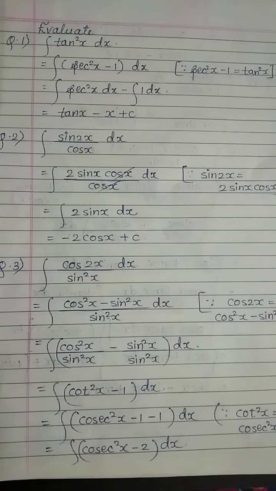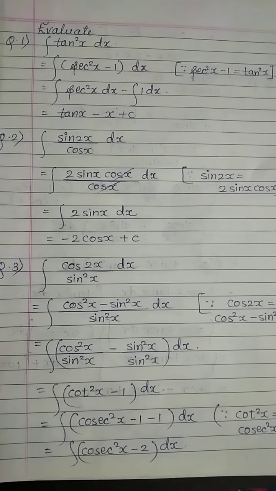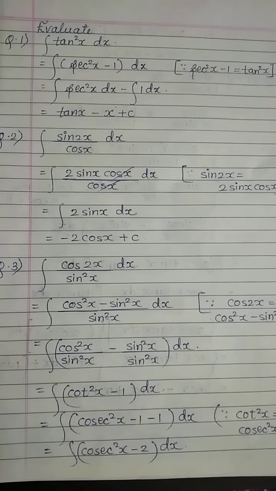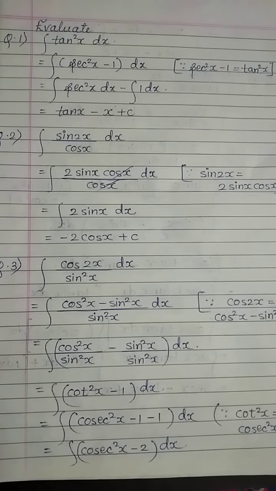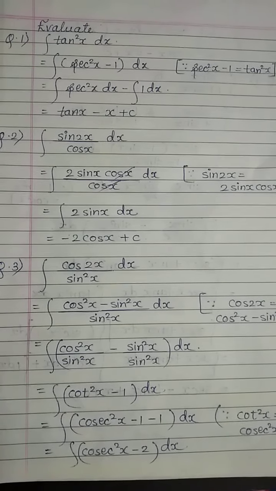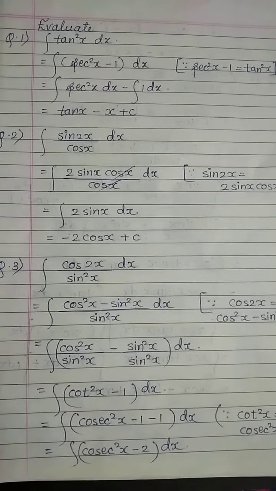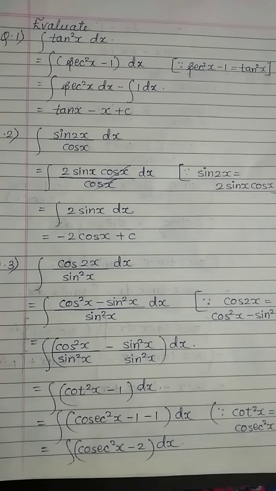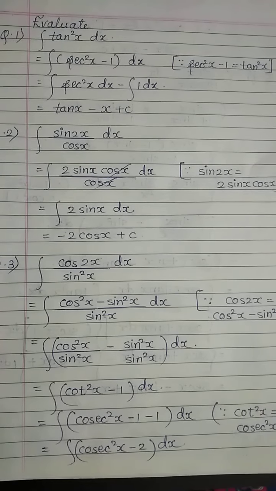Now if you check the formulas of integration, there is no direct formula given for tan square x. So first we will apply a trigonometric identity for tan square x. That means we will write tan square x in terms of sec square x. We know the formula that tan square x is nothing but sec square x minus 1.